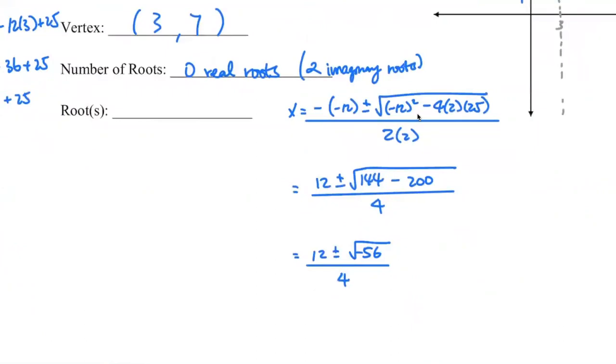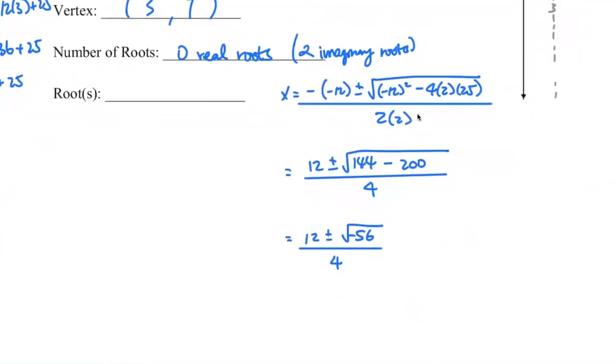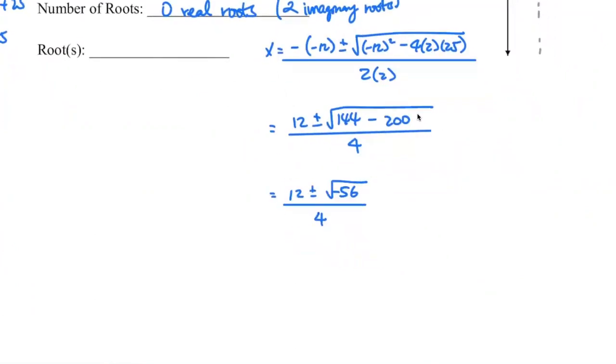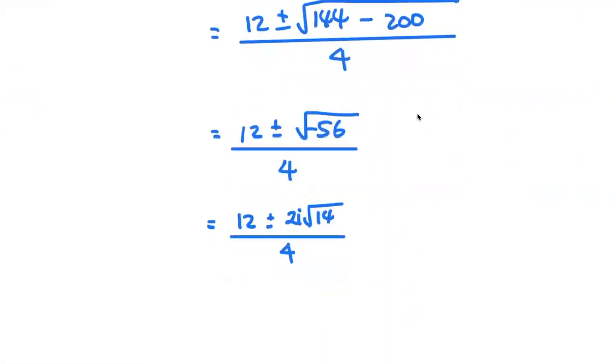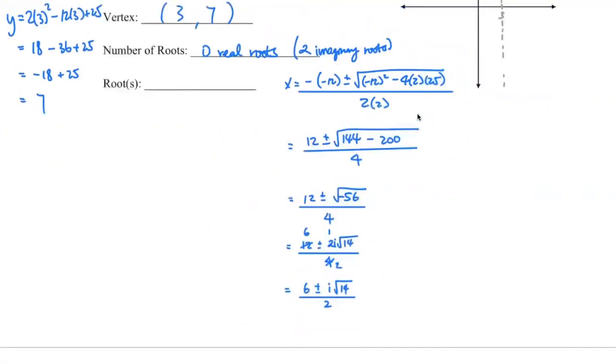And let's see. I know 8 times 7. Oh, no, wait, hold on. 8 is not a good number. Let's say 4 times 14. It's 56. I use 4 times 14 because 4 is a perfect square. So 2i root 14, that's how we simplify it. And then we can simplify this by 2. So we have 6 plus or minus i root 14 all over 2. Okay, so those are the roots that we have here.